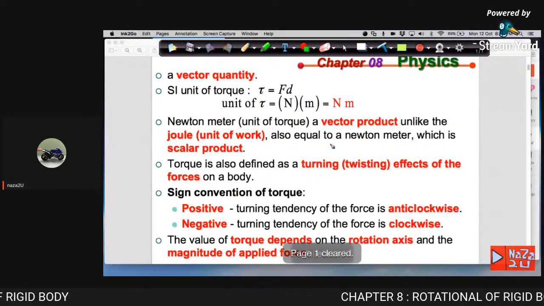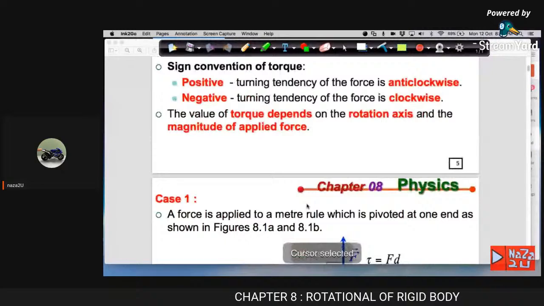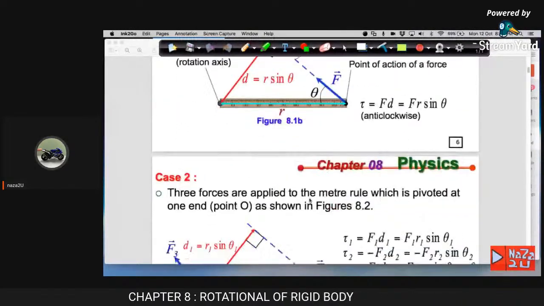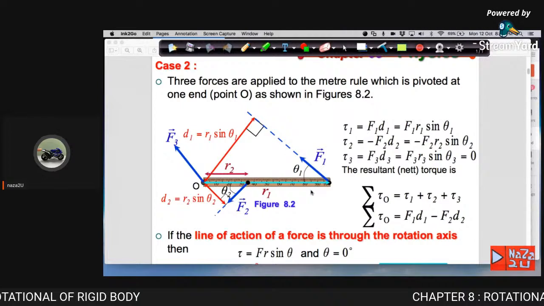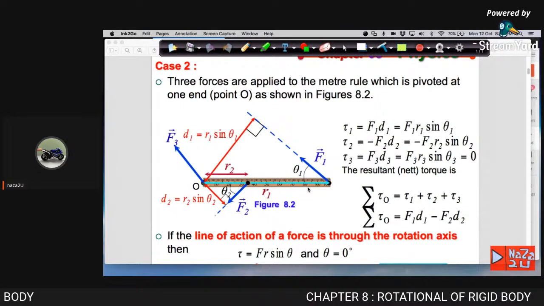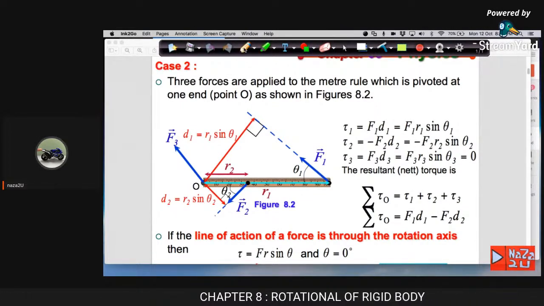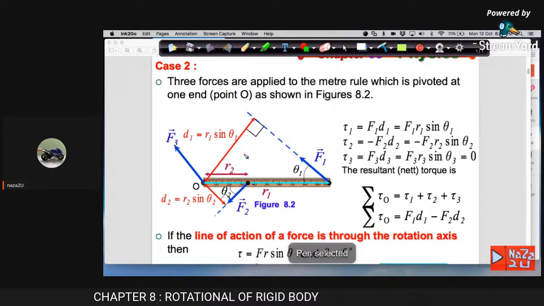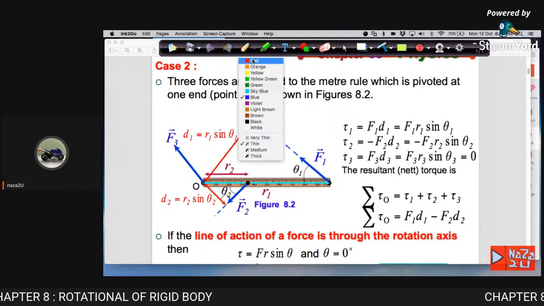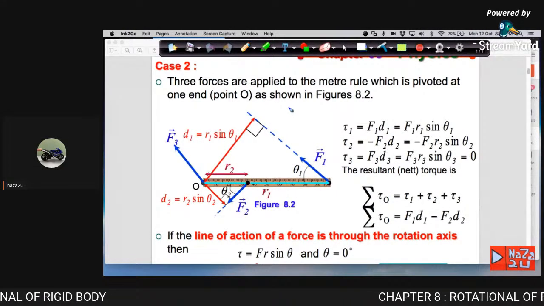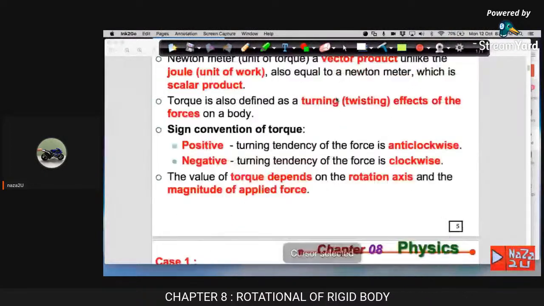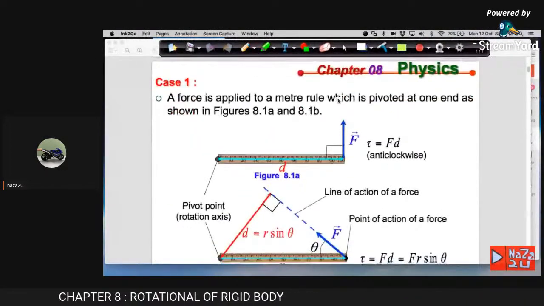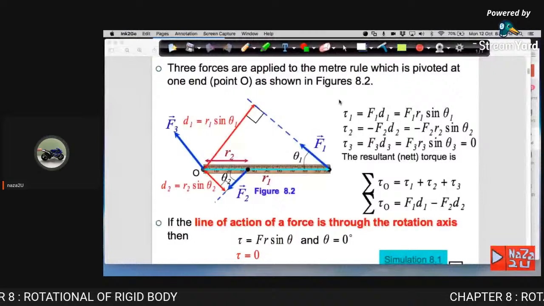Right, let's continue to the next slide. Okay, we have seen this already. We go to the second situation here. The second situation is interesting. So, how many forces do we have here?